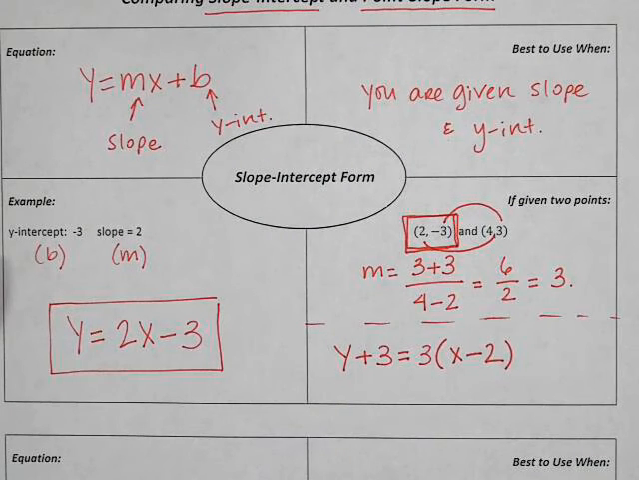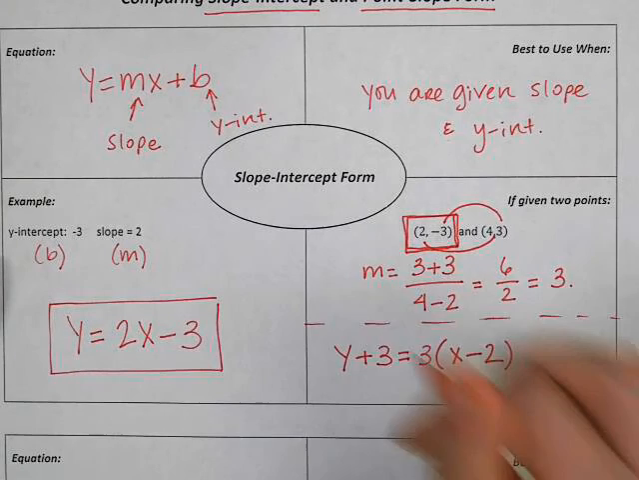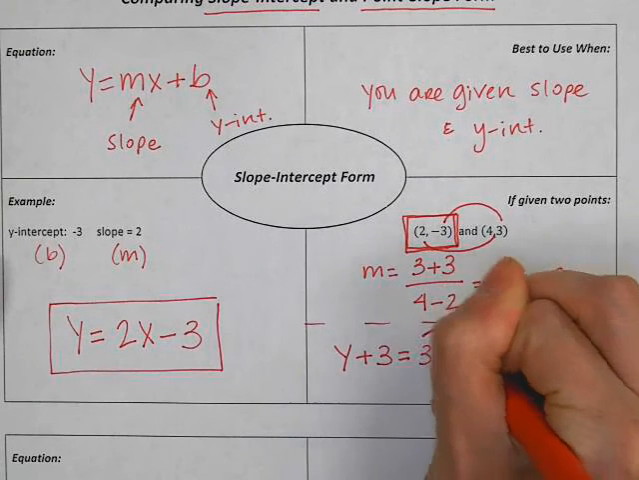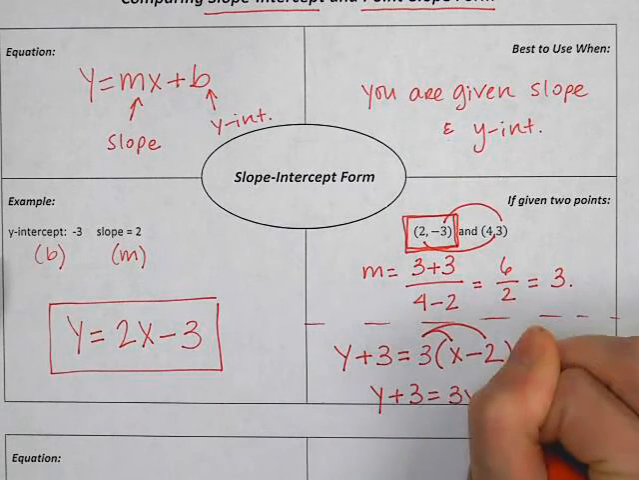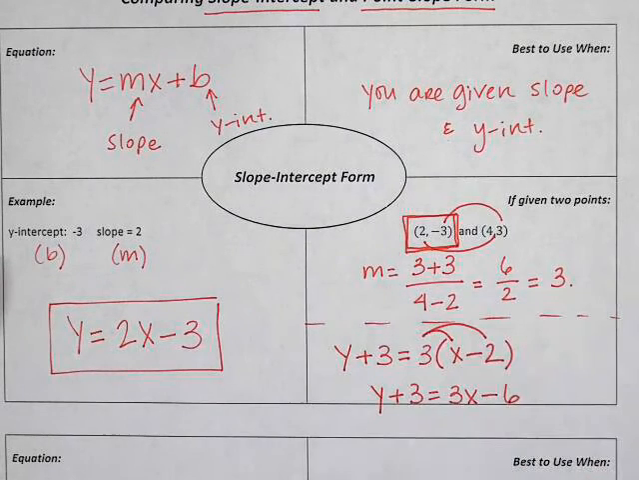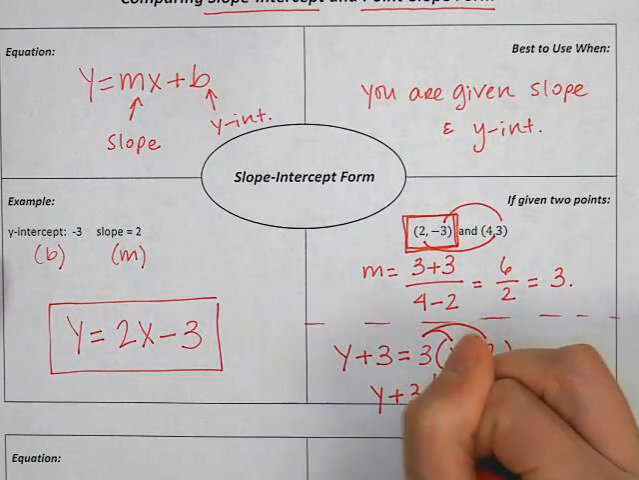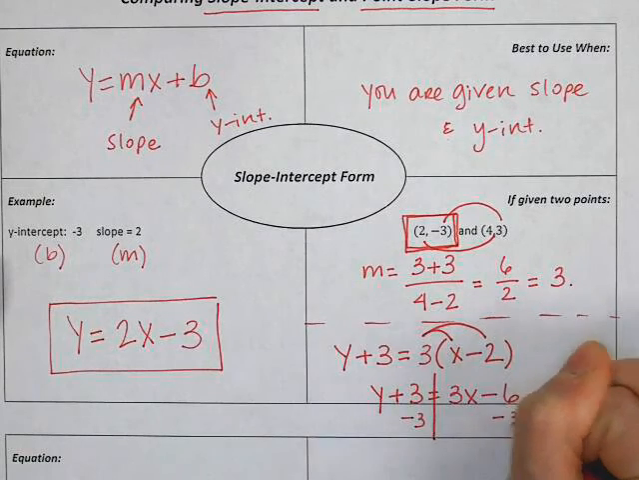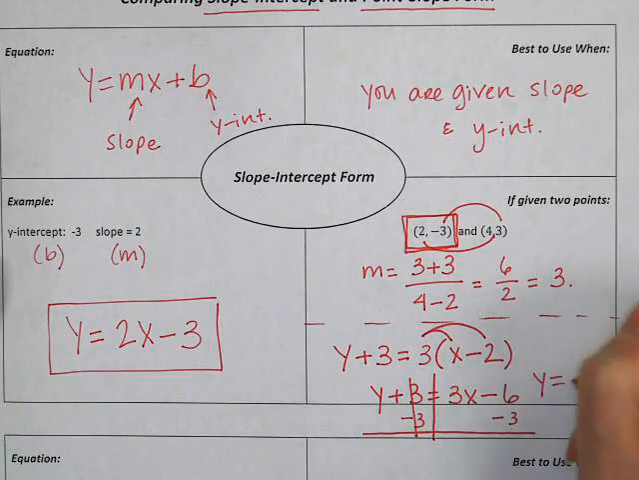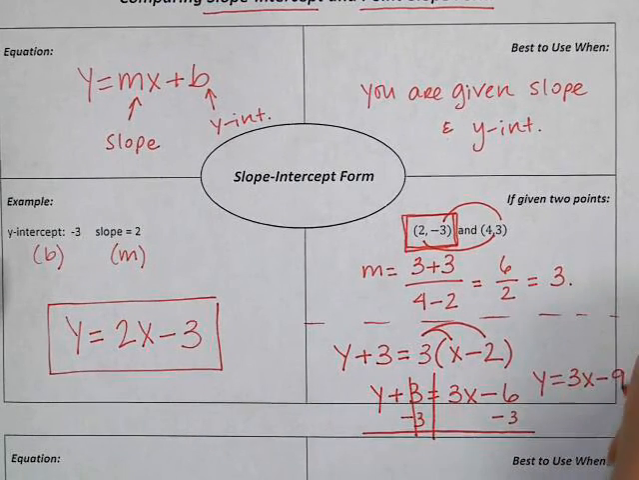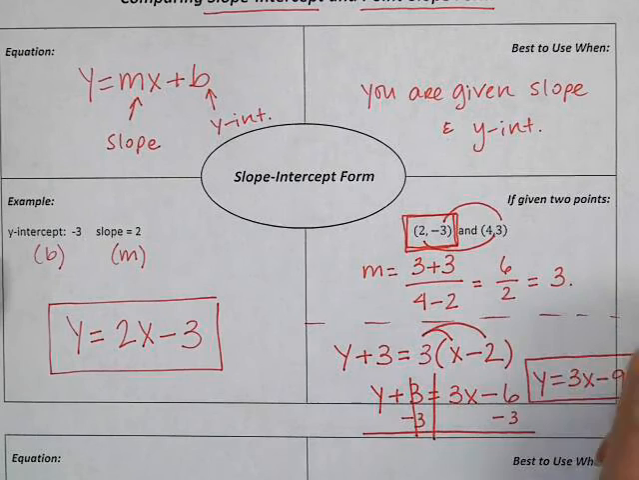And then remember how we convert it to slope-intercept? We distribute the 3, so you're at y plus 3 equals 3x minus 6. And then you draw the wall and subtract the 3 to the other side. And you end up with y equals 3x minus 9. That's really the easiest way to do it.